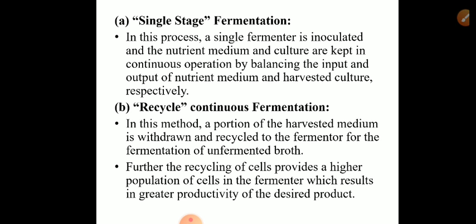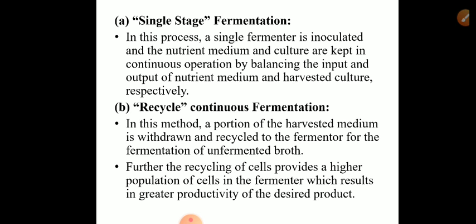multi-stage continuous fermentation. In single stage fermentation, there is a single fermenter inoculated with nutrient medium and culture. And they are kept in continuous operation by balancing the input and output. Input of nutrient medium and output of harvested culture is to be maintained, and the whole process is carried out in a single vessel. In recycle continuous fermentation, again we use a single vessel, but a portion of the harvested medium is recycled back to the fermenter to ferment the unfermented broth.